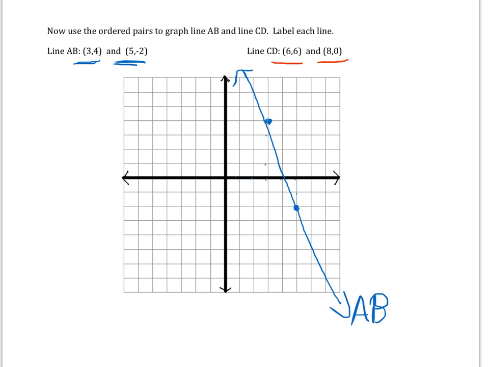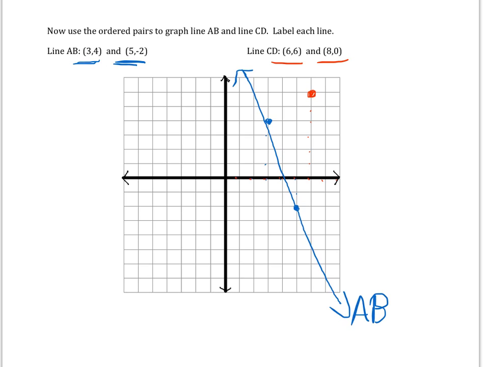It's important that you label it because you're not always going to have a different color utensil on a test. Next line, line CD, it's a positive 6. So 1, 2, 3, 4, 5, 6. And then another positive 6, so up 6. 1, 2, 3, 4, 5, 6. Again, you should already have this done. Then my next point is 8, 0. So that would be 1, 2, 3, 4, 5, 6, 7, 8.